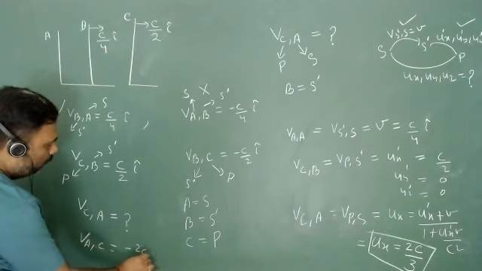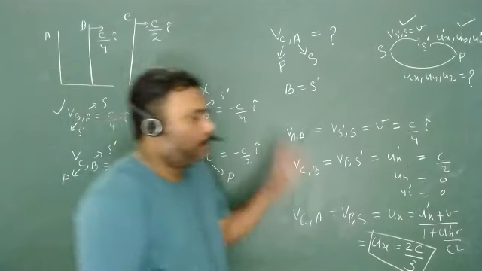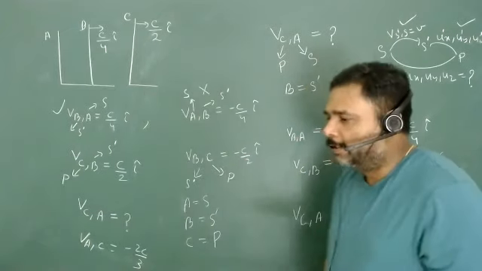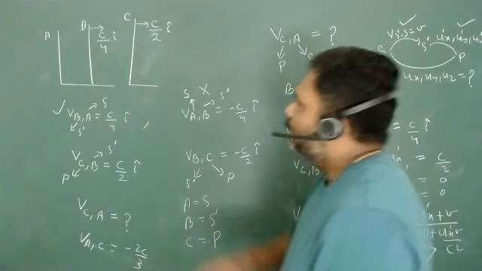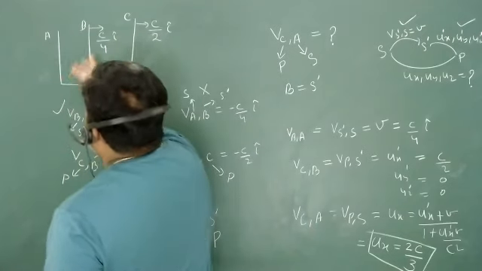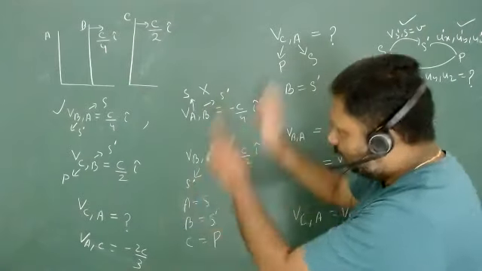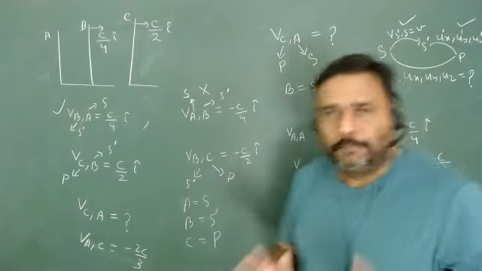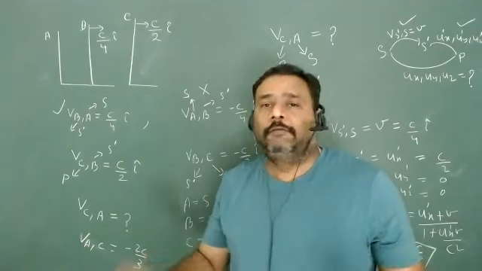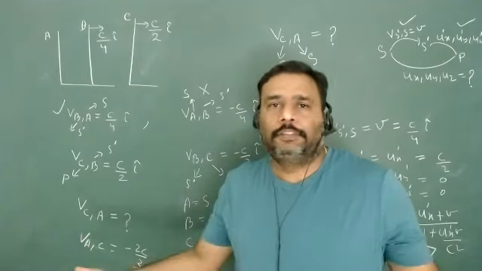Minus 2C by 3. The answer should be minus 2C by 3. We will verify it because we have to learn the thing. It is not always that they will ask what is velocity of C with respect to A. They can ask what is velocity of A with respect to C also. So we will use the same pattern in each and every problem. Don't worry. Same pattern. Whatever be the problem, we can reduce it into this algorithm.